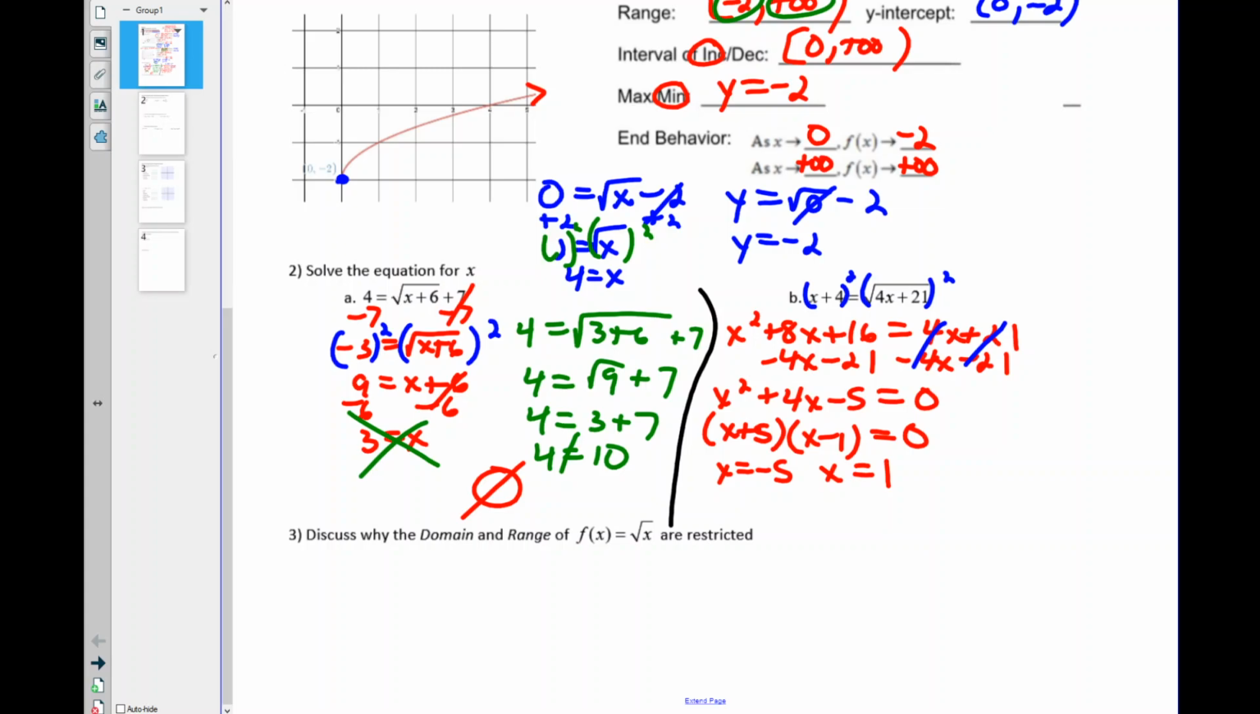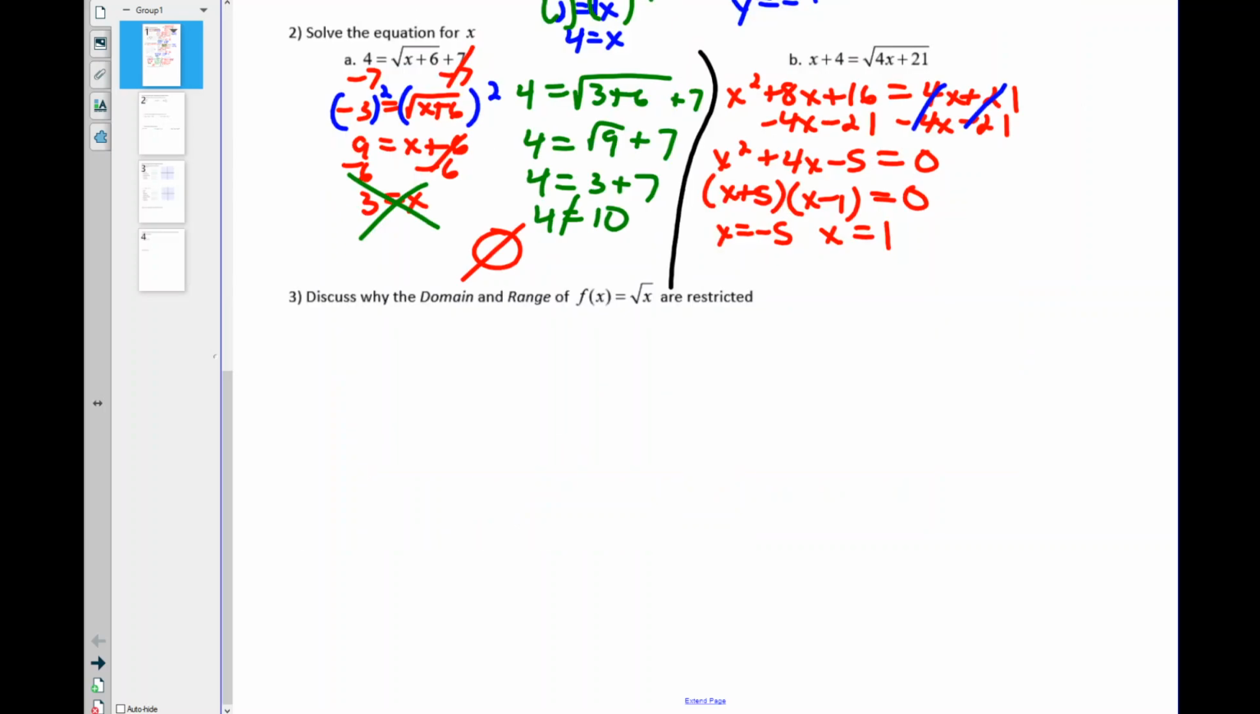But wait, there's more. Even index radical, what do we got to do? Check for extraneous. These are the solutions to a quadratic equation. They are not necessarily the solution to a square root equation. So I got to go back to the beginning and check and see if these work.